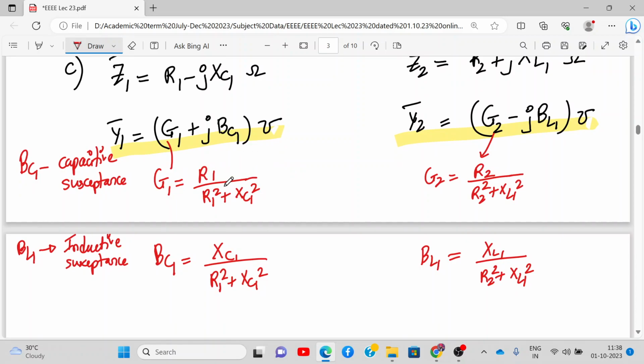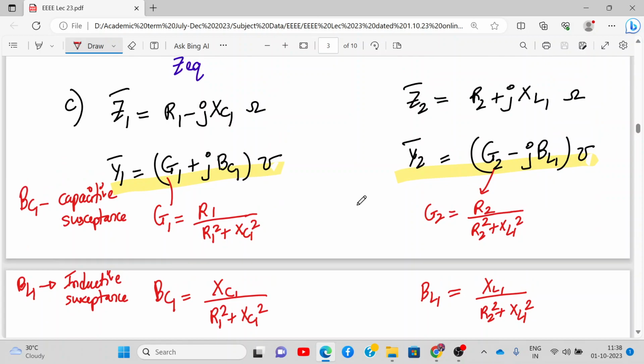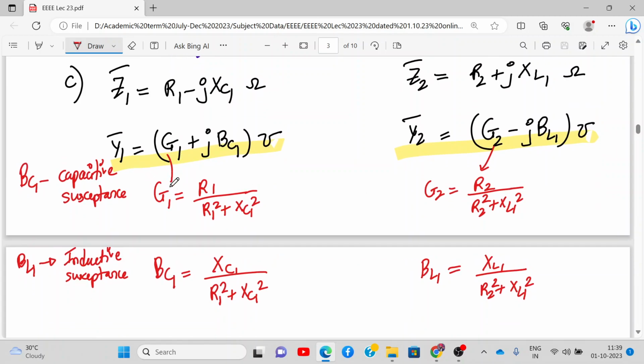Did you all understand this? We have started today's lecture by discussing what is admittance, and we have written Z and Y, and we have seen what is G1 and what is BC1. Is this clear?